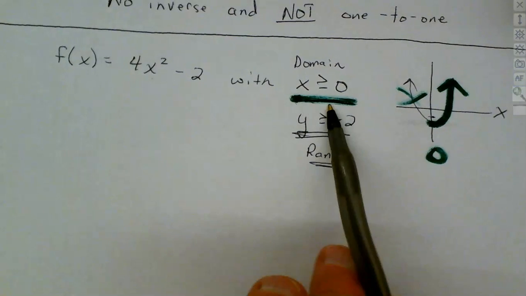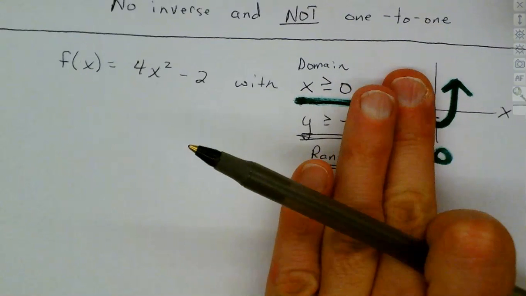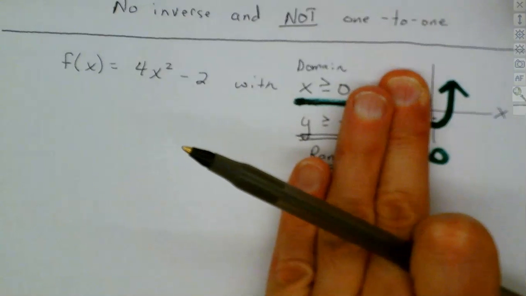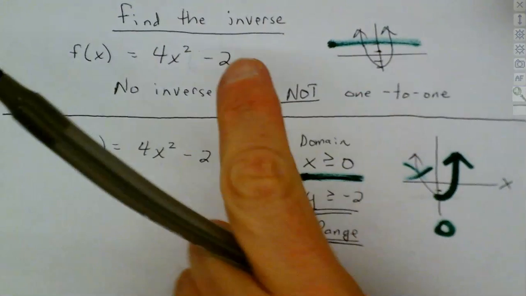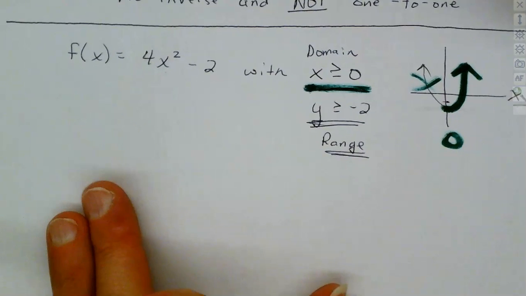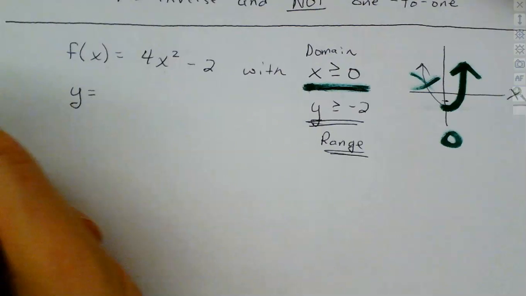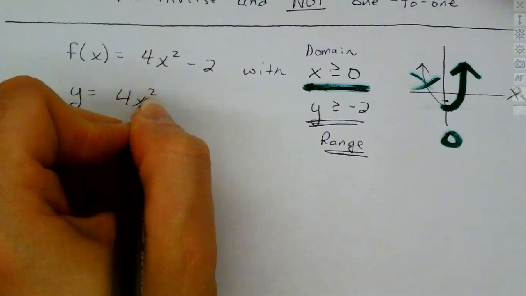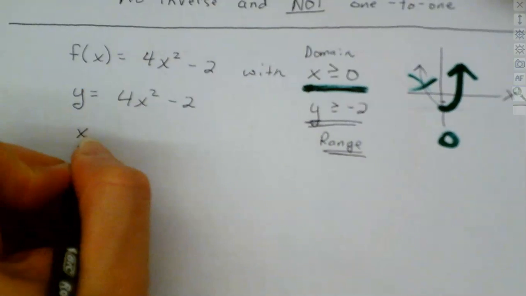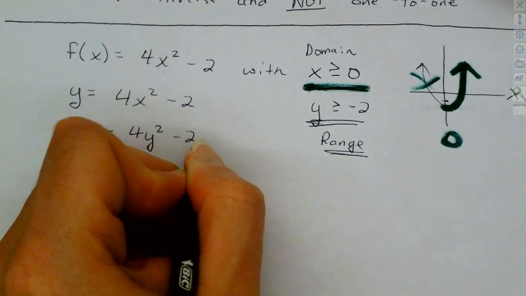So it does have an inverse because they restricted the domain because they only picked up half of it. So in that case, it really does have one. This one did not because it had no restrictions. This one has a restriction, so it has an inverse. So let's find it. So y equals now 4x squared minus 2. We interchange them. So x equals 4y squared minus 2.